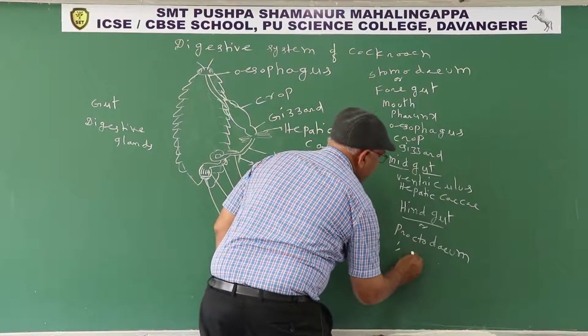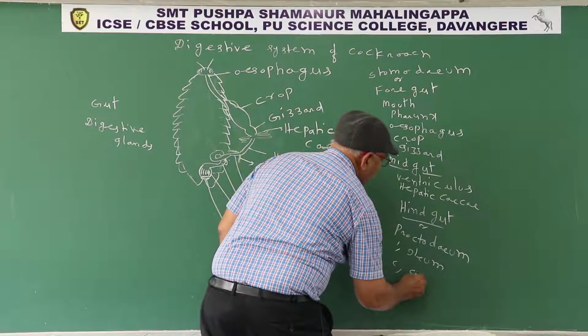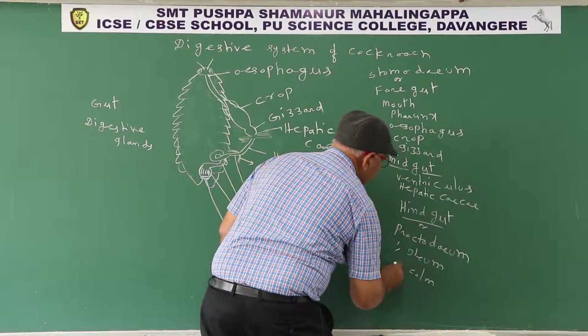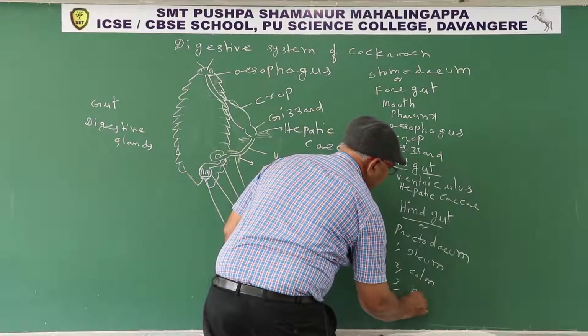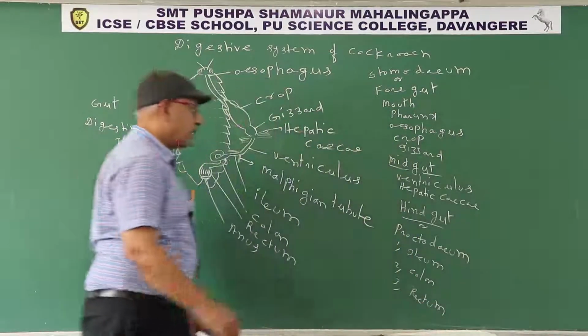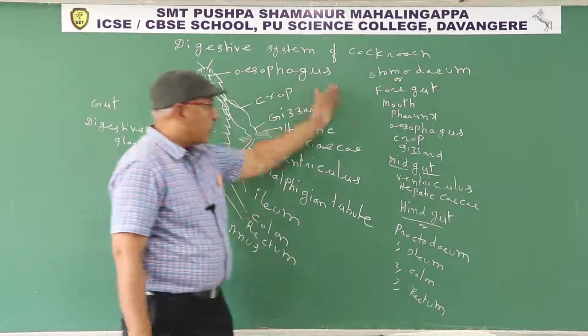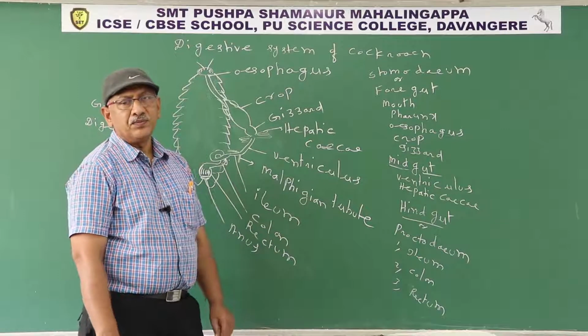Hindgut contains three parts: ileum, colon, rectum. Foregut and hindgut are lined by cuticle.